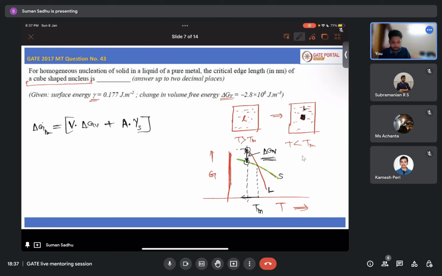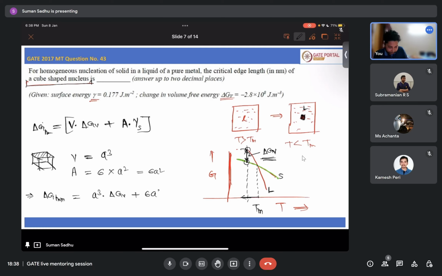Now, in this question it is mentioned that it is a cube-shaped nucleus. So for a cube-shaped nucleus, what will be the volume? Volume is a cube, and surface area means total surface area. You have a total of 6 surfaces, so 6 times a square, so it is 6a square. Now you can write delta G homogeneous is equal to a cube into delta GV plus 6a square into gamma.